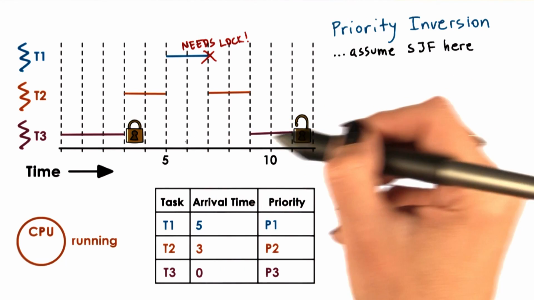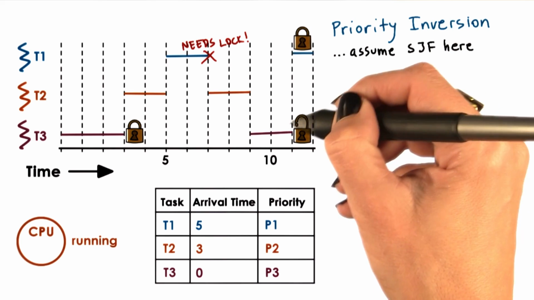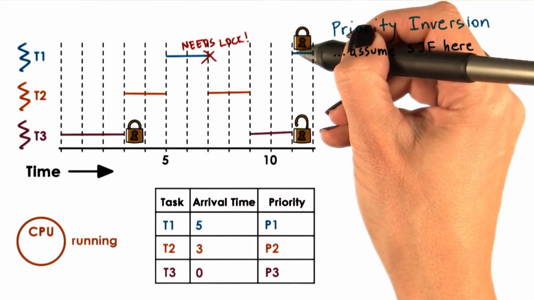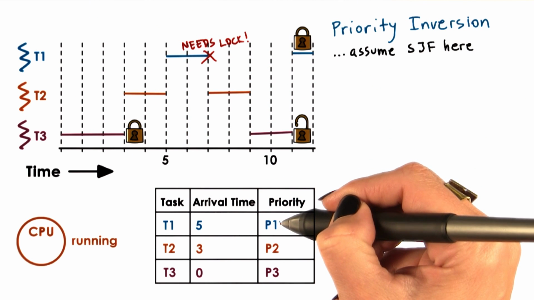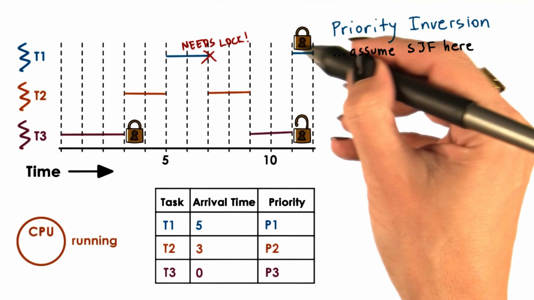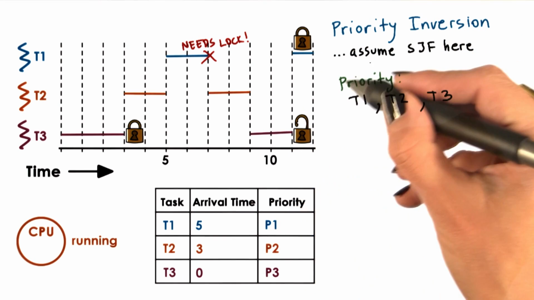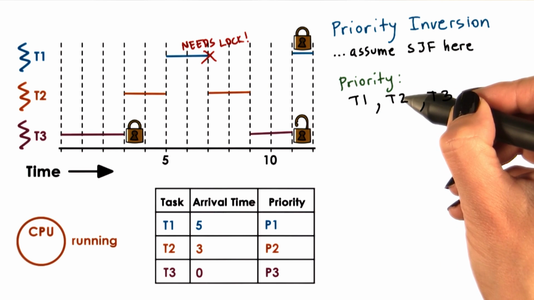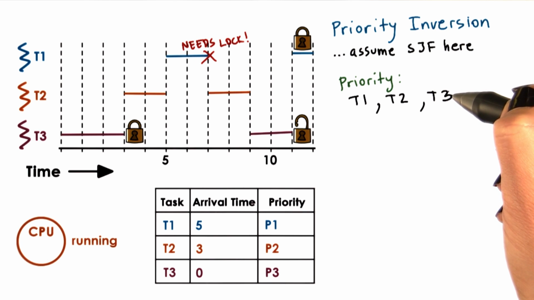And in fact, T3 will execute for as long as it needs to until it releases the lock. Only after T3 releases the lock will T1 become runnable. And then once T1 becomes runnable again, it is the highest priority thread. So T1 will preempt T3 and T1 will continue its execution. So it will acquire the lock and continue executing. Based on the priority in the system, we were expecting that T1 will complete before T2, and then T3, the lowest priority thread, will be the last one to complete.